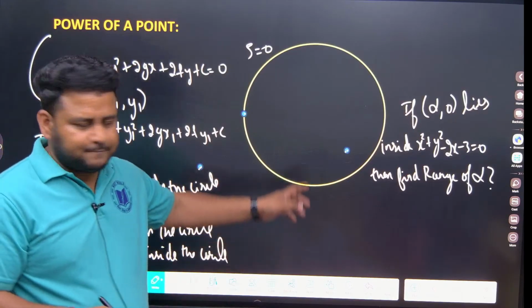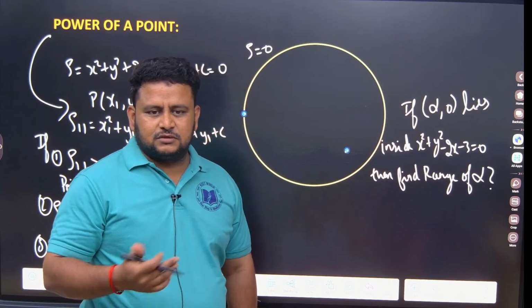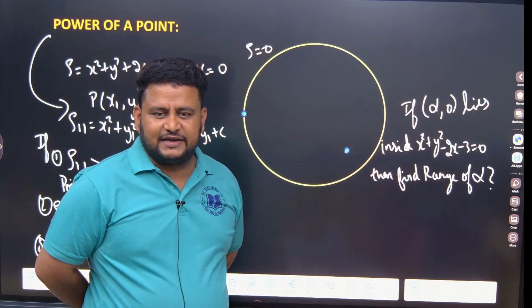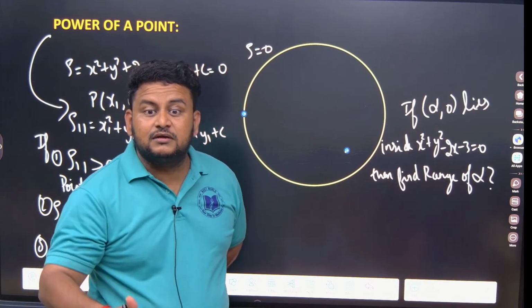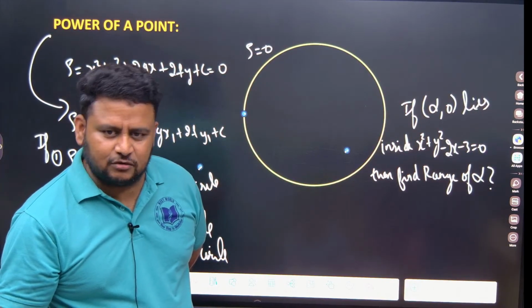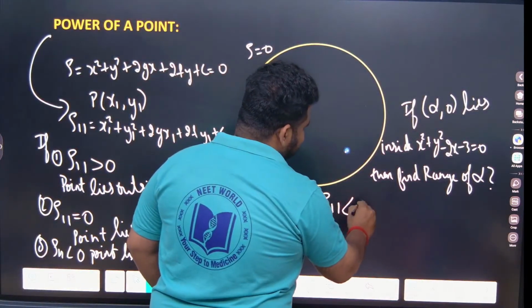Now please tell me, if alpha lies inside the circle, what should I do? Power of a point, what we will do? We will find S11. What is your name? Roshini. Okay, fine. So S11 is less than 0.